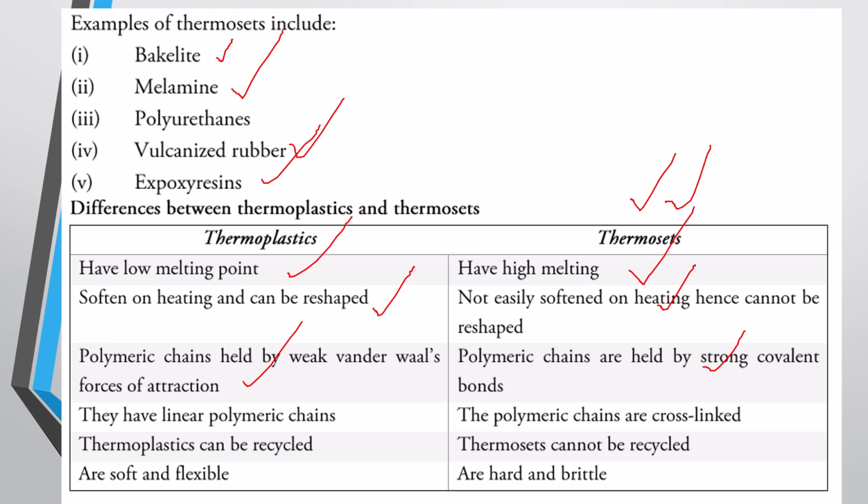Thermoplastics also have linear polymeric chains, but thermosets have cross-linked polymeric chains. Thermoplastics can be recycled since they can be reshaped and remolded, but thermosets cannot be recycled. There is no way you can recycle a melamine plate, but other plates may be recycled. Also, thermoplastics are soft and flexible in nature as compared to thermosets that are hard and brittle in nature.